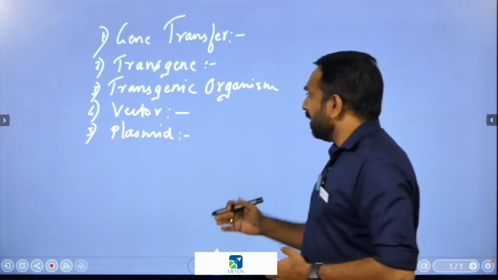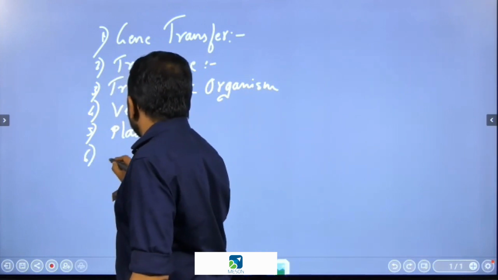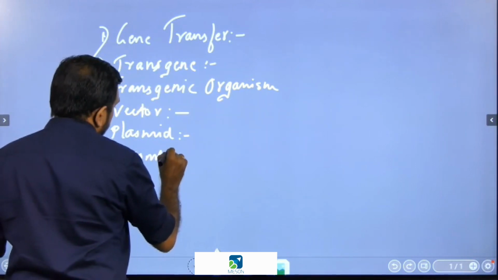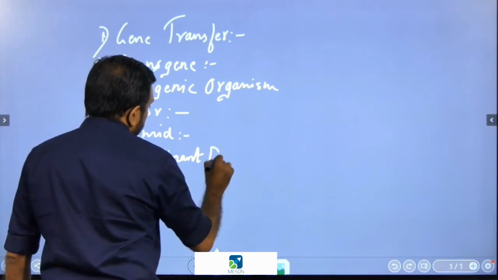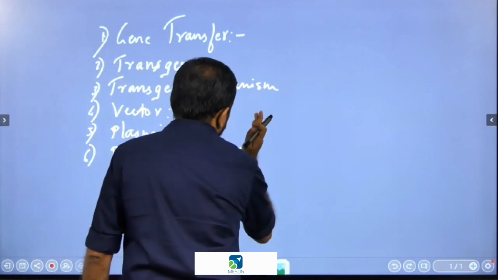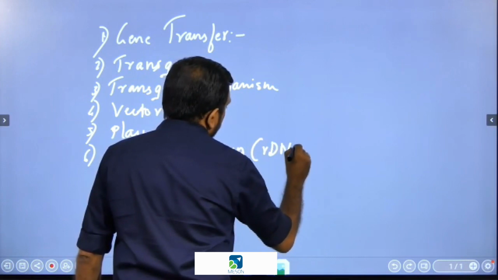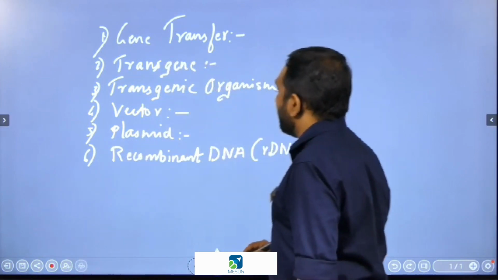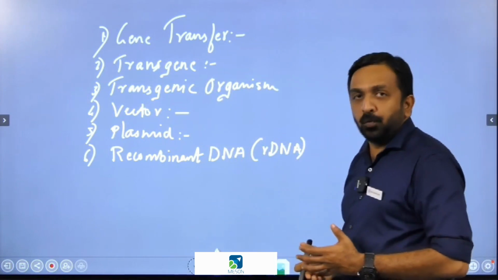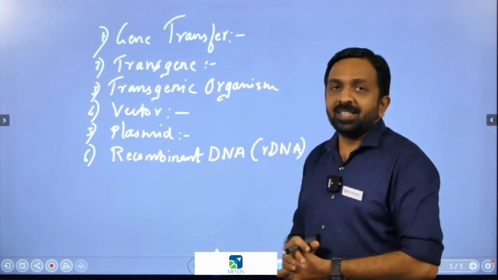Now, next, we are going to see the term recombinant DNA, or rDNA. The definition of rDNA is nothing but a native plasmid with a foreign gene. If you incorporate a foreign gene in a plasmid, we call it rDNA.